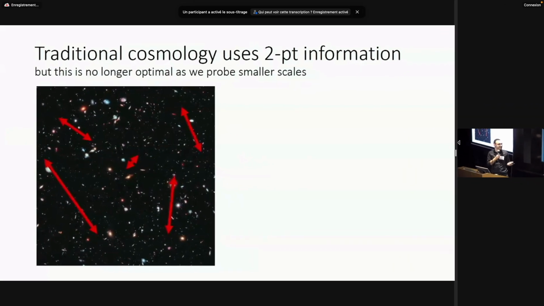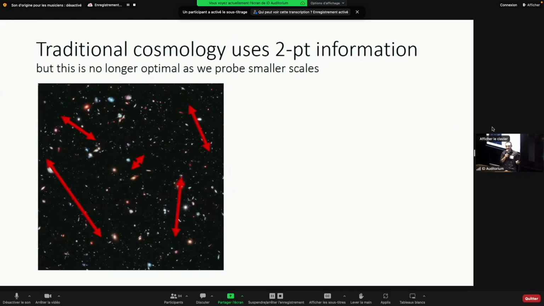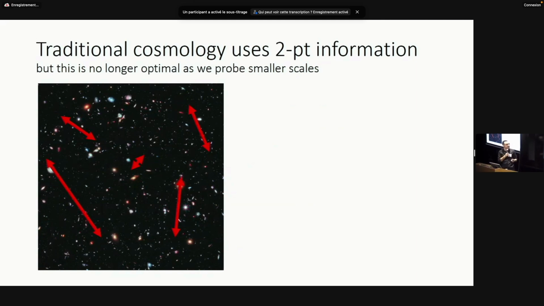And traditionally, the way this is done is using the two-point correlation function. So you look at 2 points in your map, you see how correlated they are as a function of the distance between them, and use this as a summary statistic to learn about the cosmological parameters. But as you probe smaller and smaller scales, like current surveys are doing, this no longer is optimal. This no longer gives you all the information. And so you have to move beyond the 2 point correlation function to get all the information.